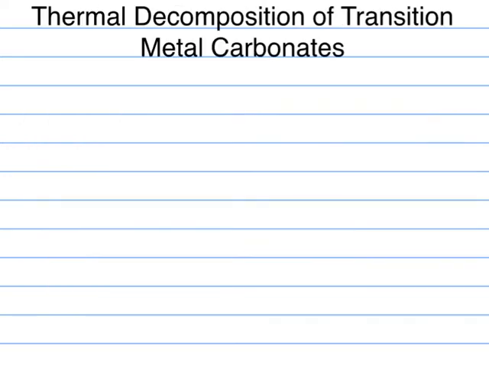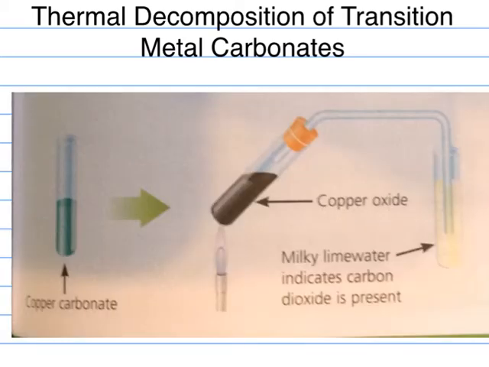Thermal decomposition of transition metal carbonates is really quite useful. If we take the words thermal decomposition, thermal means heat, and decomposition means to break down. And when we actually get into class, we'll actually have a go at doing this reaction. Now, if we take this first one, we've got copper carbonate here, which is a lovely greeny colour. Now, when you heat this, the copper carbonate will decompose to make this copper oxide colour here.